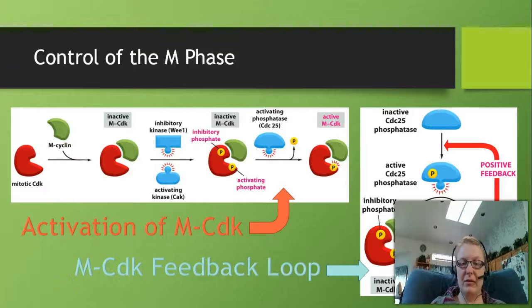We can see on the next picture that the active M-CDK creates a positive feedback loop to create more M-CDK. Once we've fired this M-CDK, once we've said go, we're going to divide, this is really an all or nothing process. We're going to charge right on through this. There's not really a whole lot of checkpoints after this. So it's important to understand that M-CDK is going to create more and more active M-CDK to drive us into M phase.